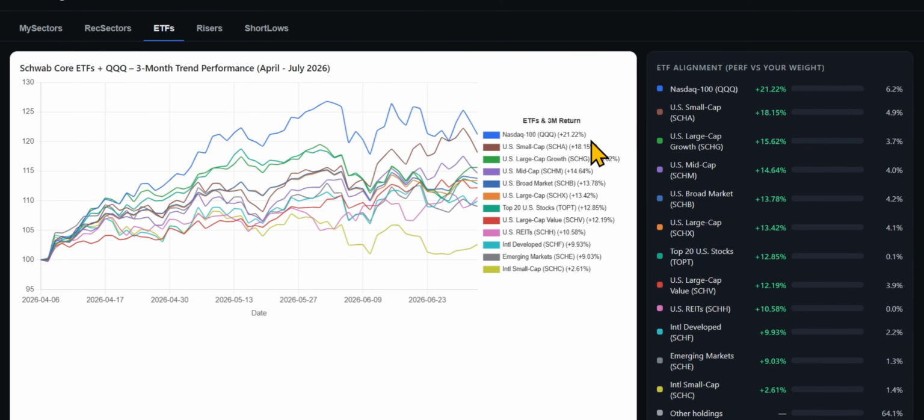Okay, let's do the same thing under ETFs. We see that QQQ and SCHA are the 2 ETFs that are returning higher than some of these other ones, such as international small cap. So after I've diversified, which means I have some money in all of these ETFs for diversification, the exercise today is I have some extra money.